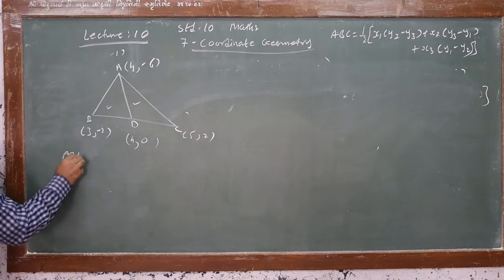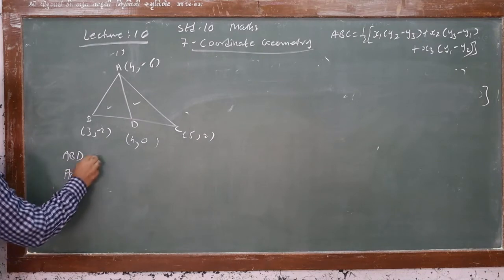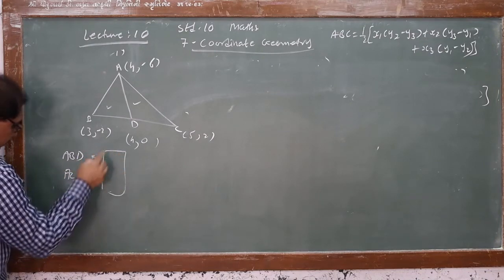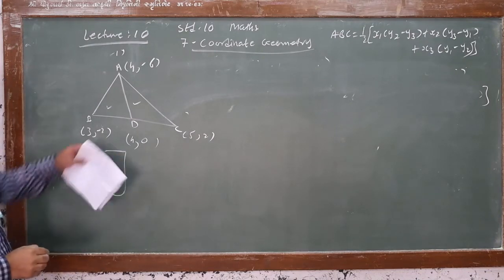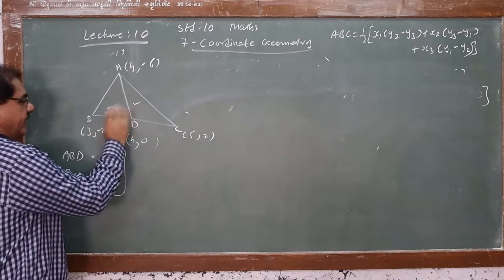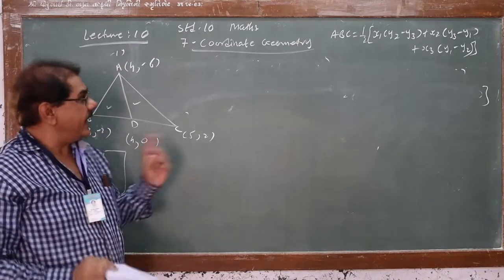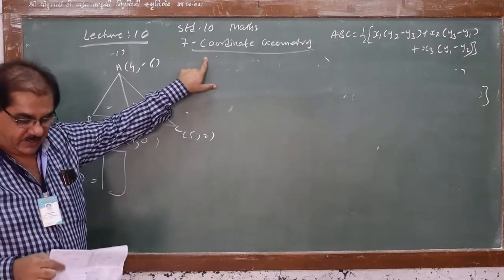Now first of all, you find out ABD and you find out ACD and you prove that these both are the same. Then you can prove that the median divides the triangle into two equal areas. Is it clear? So here we come to the end of chapter number 7.